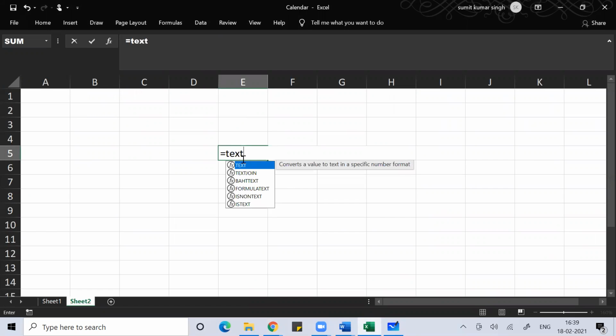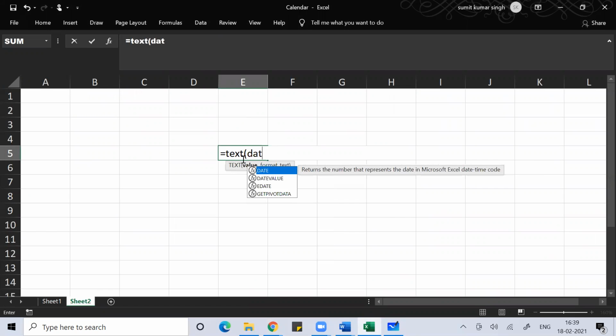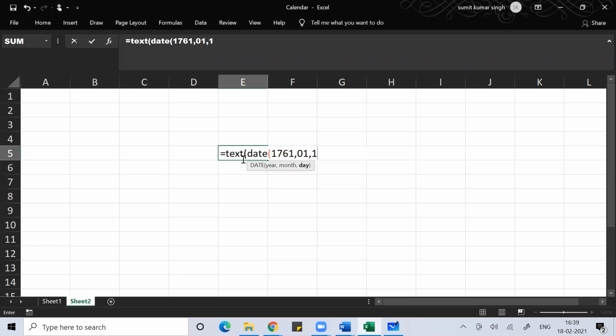the value date? This is year 1761, month 01, date 14, comma, DDBT.